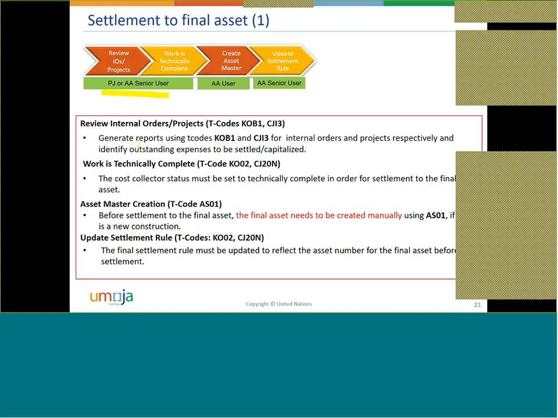Here you have a summary of the codes that will be used for this process, and a brief explanation that I think we cover enough during this session. So before the settlement to the final asset, the final asset needs to be created manually using AS01. This is what I was telling you, that this step is done by FA15. The rest is always PP01 or FA16. So this one is the only one that is not done by any of you.